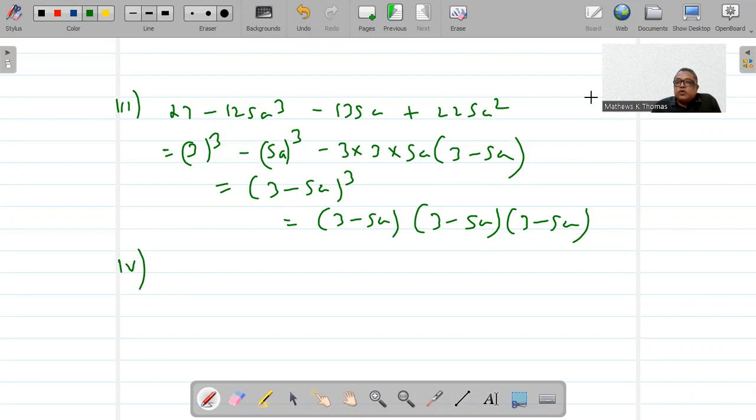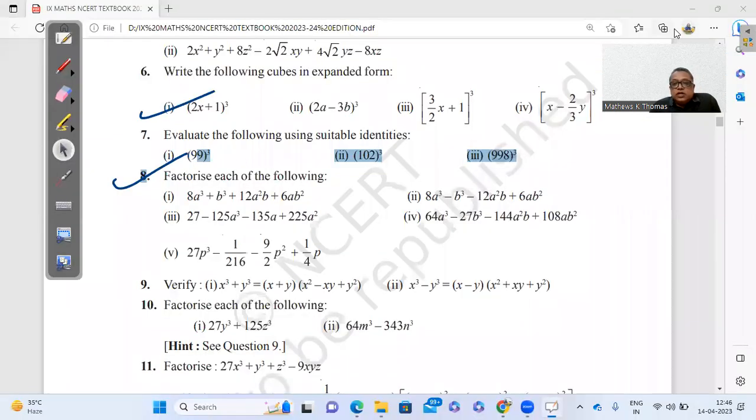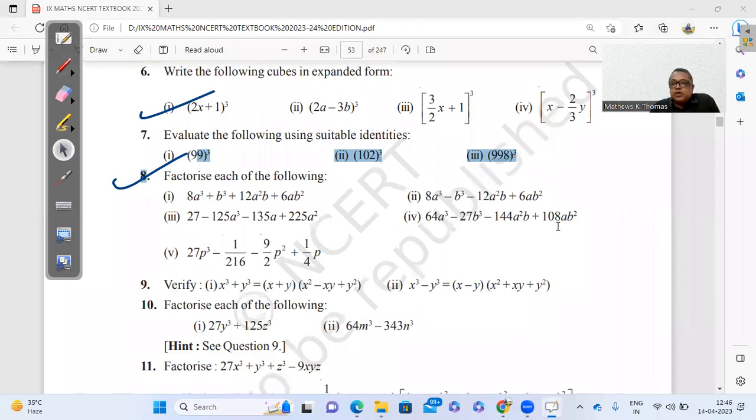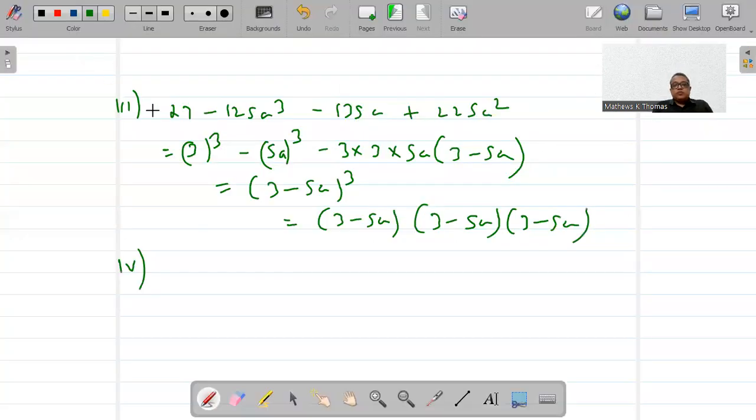This is all in the same format, right? Then next one, 64a cube minus 27b cube minus 144a square b plus 108ab square. So whenever there is negative, it is a minus b whole cube. Whenever all are positive, a plus b whole cube. So if you find the sum, second, third, fourth, fifth, all are having negative terms. So all this is in the form of a minus b whole cube.